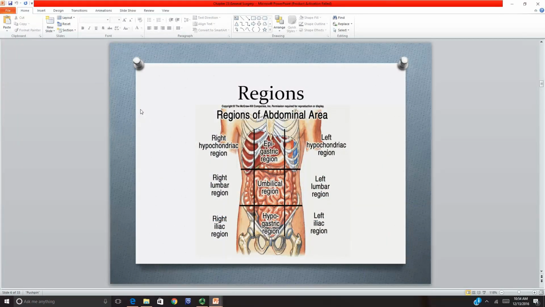Your abdomen is then divided into 9 regions: the right and left hypochondrium, the epigastrium, right and left flank, umbilical region, and right and left iliac fossa, and the hypogastrium.